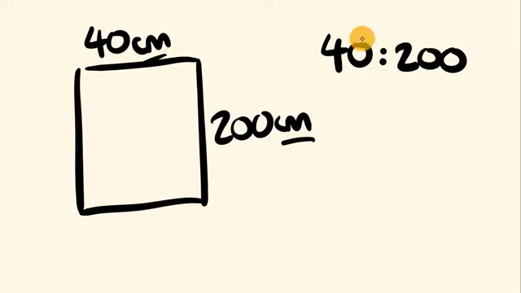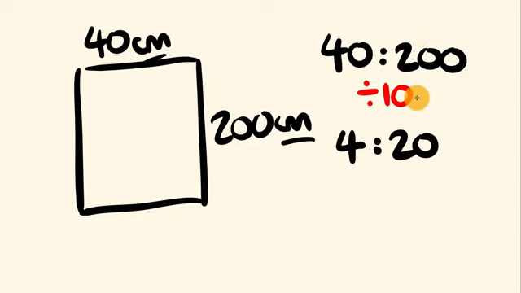So look for a number that goes into both 40 and 200. And straight away you might say once again, okay, 10 goes in. So we're going to divide both parts by 10. When we do that, we get 4 is to 200 divided by 10, 4 is to 20.